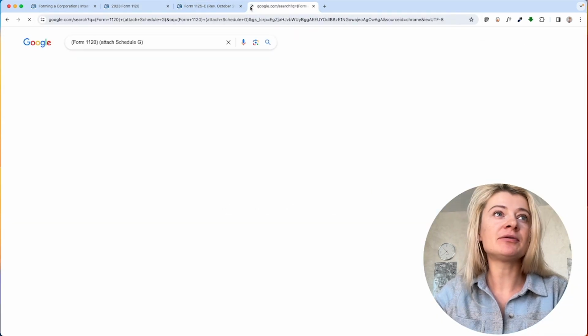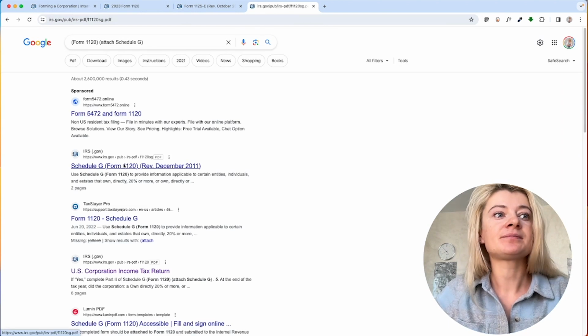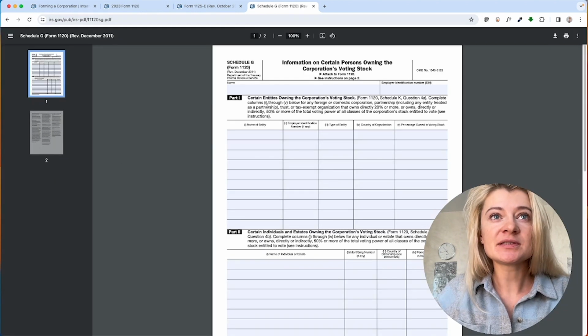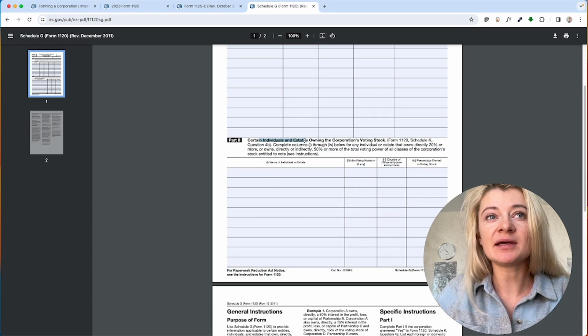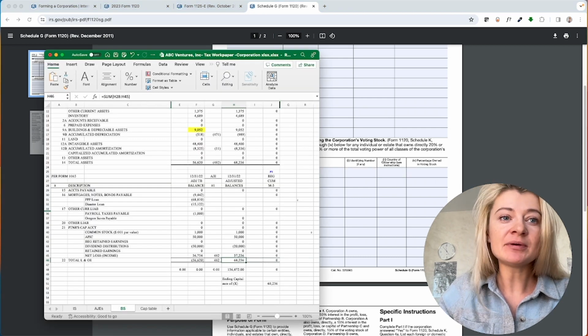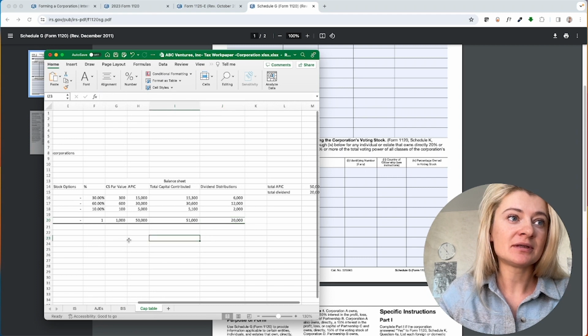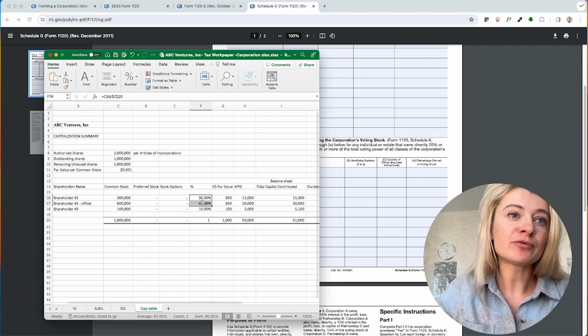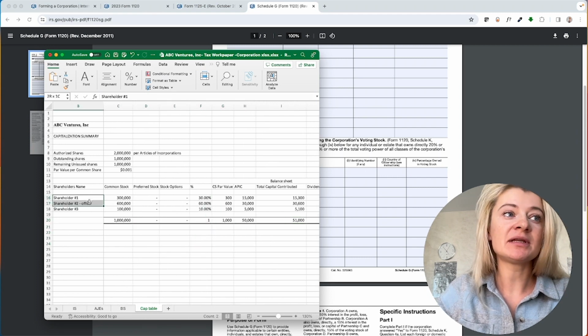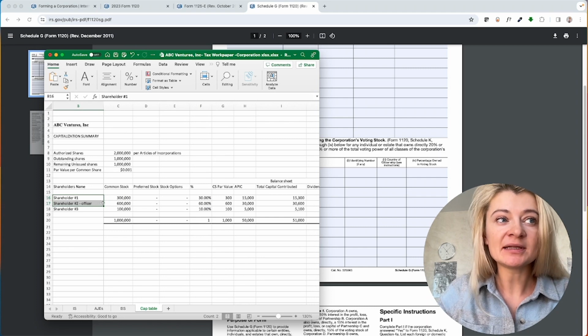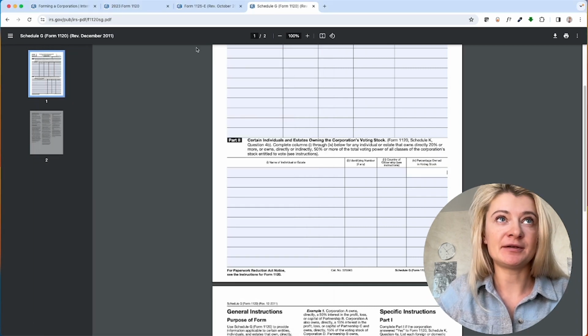G. So let me show you how it looks. Here we need to list entities, and right here in Part 2 we need to list individuals that own more than 20% directly. So we need to list their name, EIN, country of citizenship, and percentage owned. So in our case, because we have 2 individuals who own more than 25%, we have to list those, shareholder 1 and shareholder 2, right here.